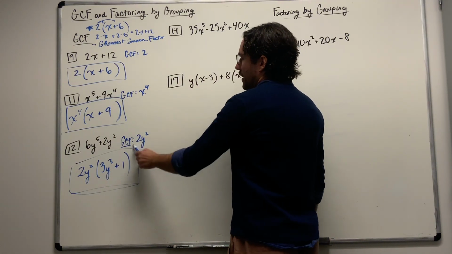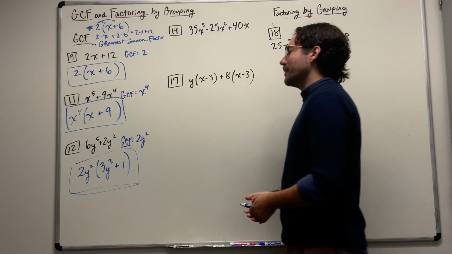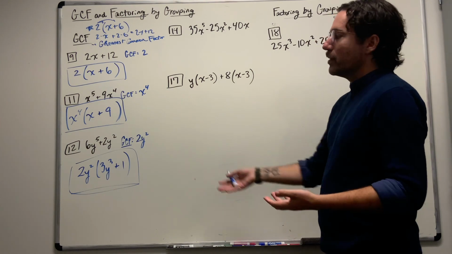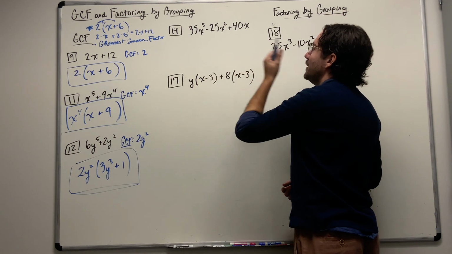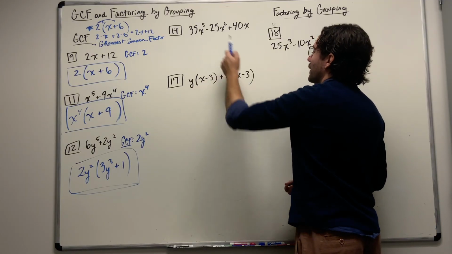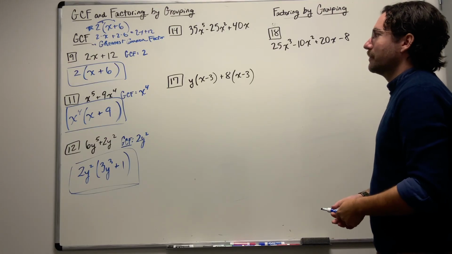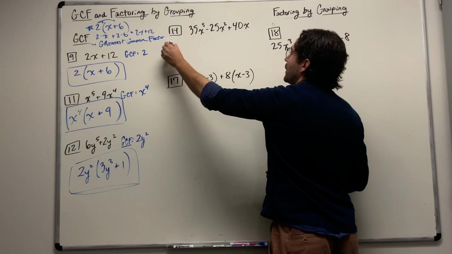So in this case, we could take a 2 out and 2 y's. It had both a number and some number of variables in common. And this works for more than 2 terms, as long as they all have something in common. So number 14 has 35x to the 5th minus 25x squared plus 40x. So I'll go through again and think, what do they have in common? What is the greatest common factor?